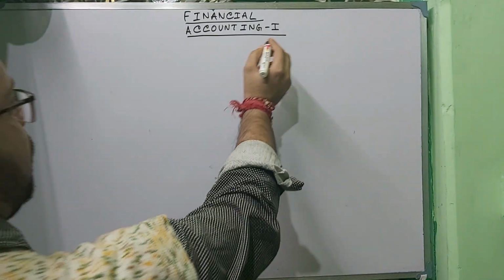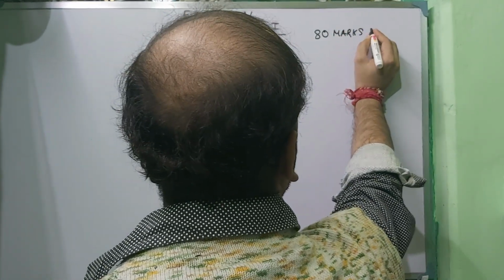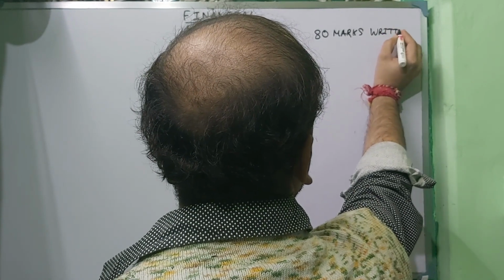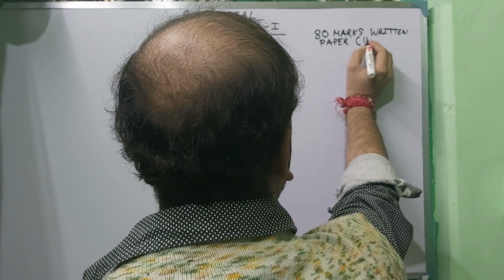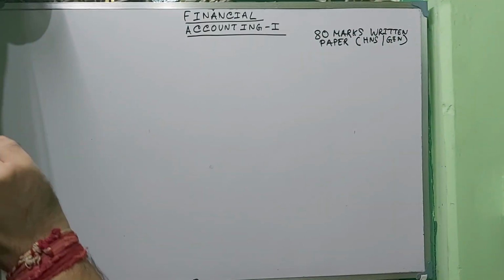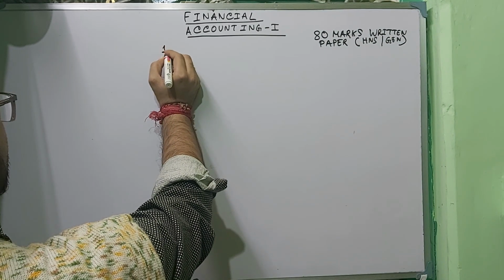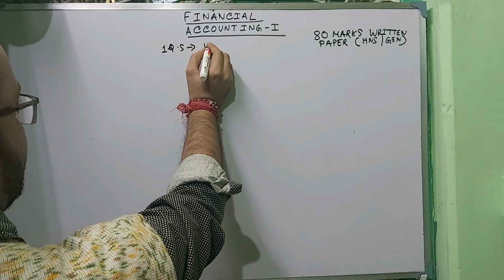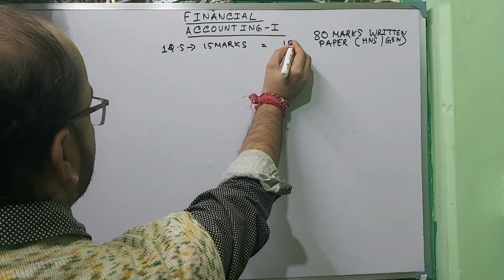Basically, it is an 80 marks written paper, totally written paper. Those who are studying honors, it is an honors paper, and those who are studying general, it is a general paper. So the marks distribution will be one question of 15 marks, which is a compulsory question.